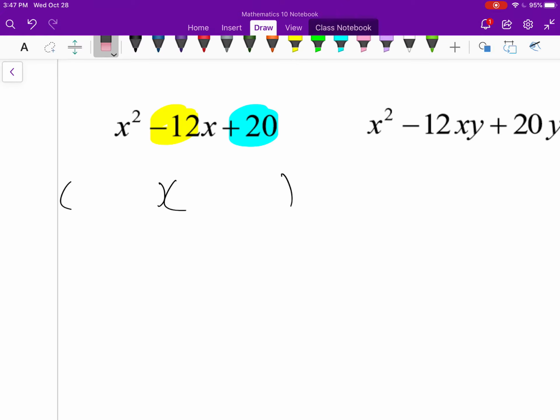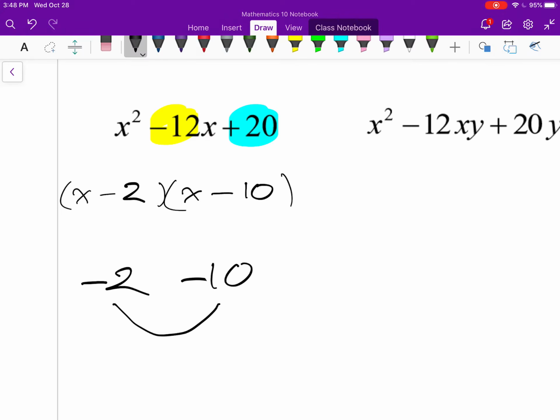What else multiplies to 20? Well, how about 2 and 10? Okay, 2 times 10 multiplies to 20. How can I make them also add to negative 12? Well, I can do that if they're both negative. If they're both negative, negative 2 times negative 10 is still 20. Negative 2 plus negative 10 is negative 12. So my two factors I can see are x minus 2 and x minus 10.